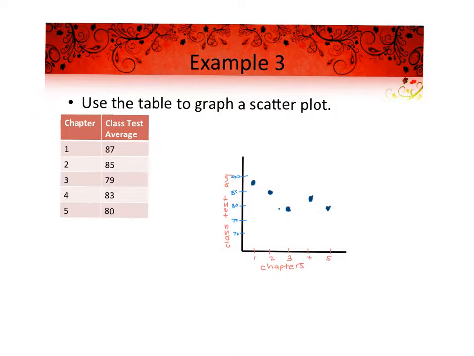All right, so the overall shape of your data should appear to be similar to this. It doesn't mean that all of your increments and everything are the same. But you should have had chapters on the bottom because the left side is your X. You should have had class test average going up the side because that's the right side of your chart, right? So if you were to map it out, you definitely want to plan it out before you start drawing.